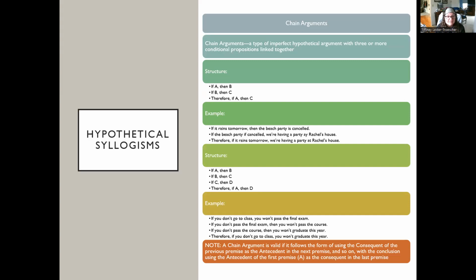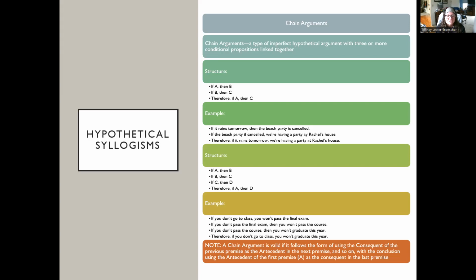If you don't go to class, A, you won't pass the final exam, B. If you don't pass the final exam, B, then you won't pass the course, C. If you don't pass the course, C, then you won't graduate this year, D. Therefore, if you don't go to class, A, you won't graduate this year, D.